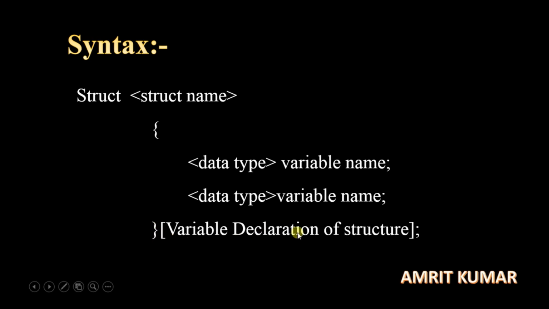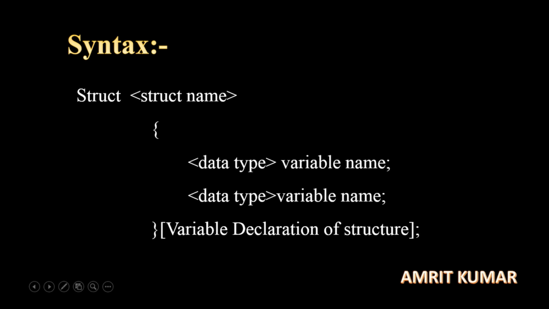Then you define here the variable declaration of the structure. This is an optional part. You can declare the variable of a structure either here or in the main program. Then you need to terminate with the semicolon. This is the required part.